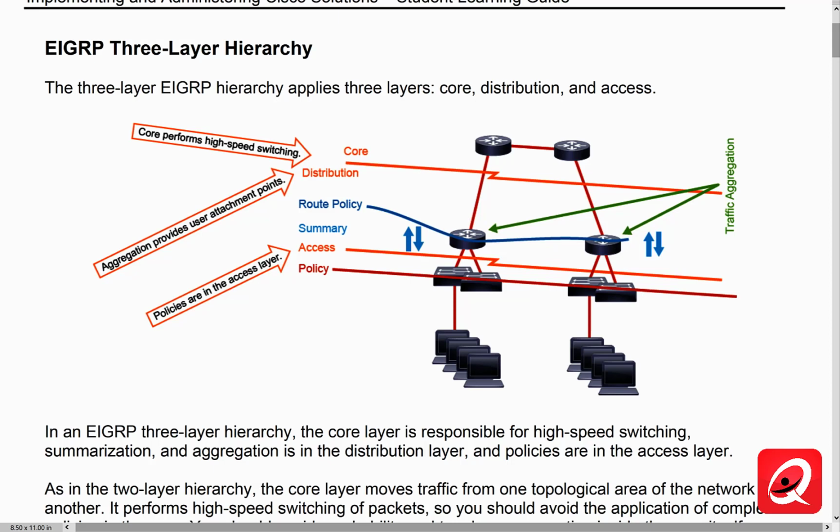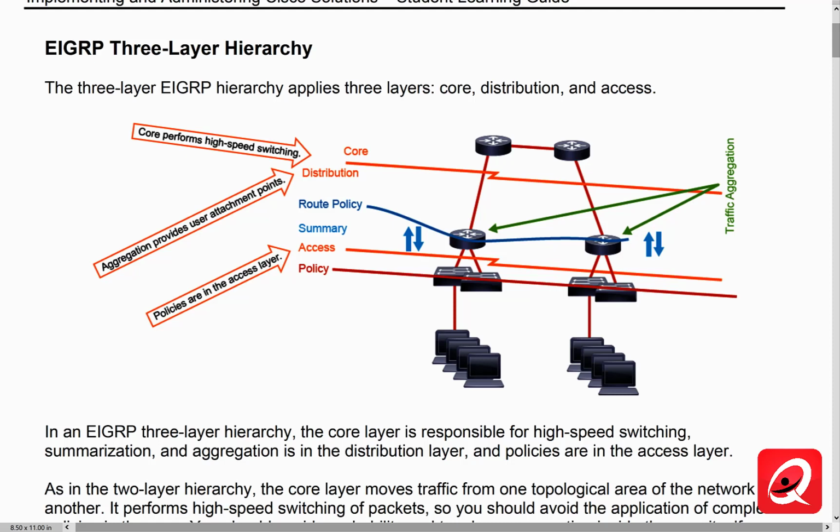The core layer, just like we saw with the 2-layer model, is really just to move traffic across the network, switching packets as quickly as possible. No complex policies, no complex routing decisions. Avoid aggregation in the core itself, directly to other devices within the core. But the choke points that go down between the core and the distribution layer, and certainly down from the distribution to the access layers, is where you're going to be doing summarization.